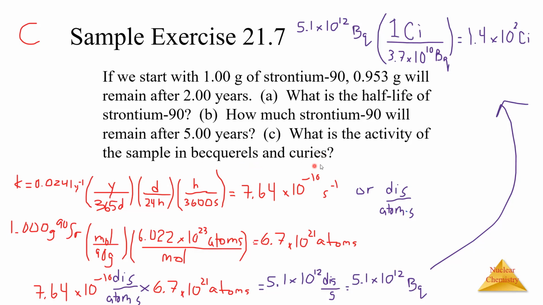Now for the second half, determining the activity in Curies, we have to go one step further. In this case, we just have to do a dimensional analysis. So this would just be a unit conversion that you're given. You don't have to memorize that it's 37 billion Becquerels for every 1 Curie. But since we've got Bq on top, we need to have Bq on the bottom. Ultimately that just leaves us with the Curie unit, Ci. And we'll see in this case, the activity would be expressed as 1.4 times 10 to the second Curies, which is really just 140 Curies.